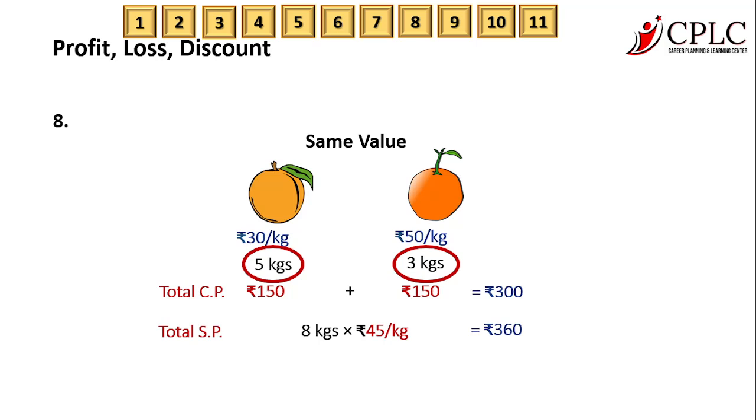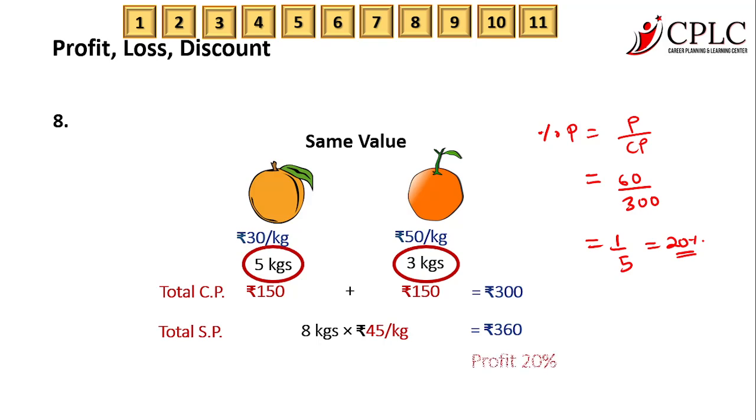So the selling price is again higher, so again there will be a profit. But they are asking in percentage. Percentage profit is profit upon CP, which is 60 upon 300, which is 1 by 5. And 1 by 5 is 20%, which is answer option 5 basically.